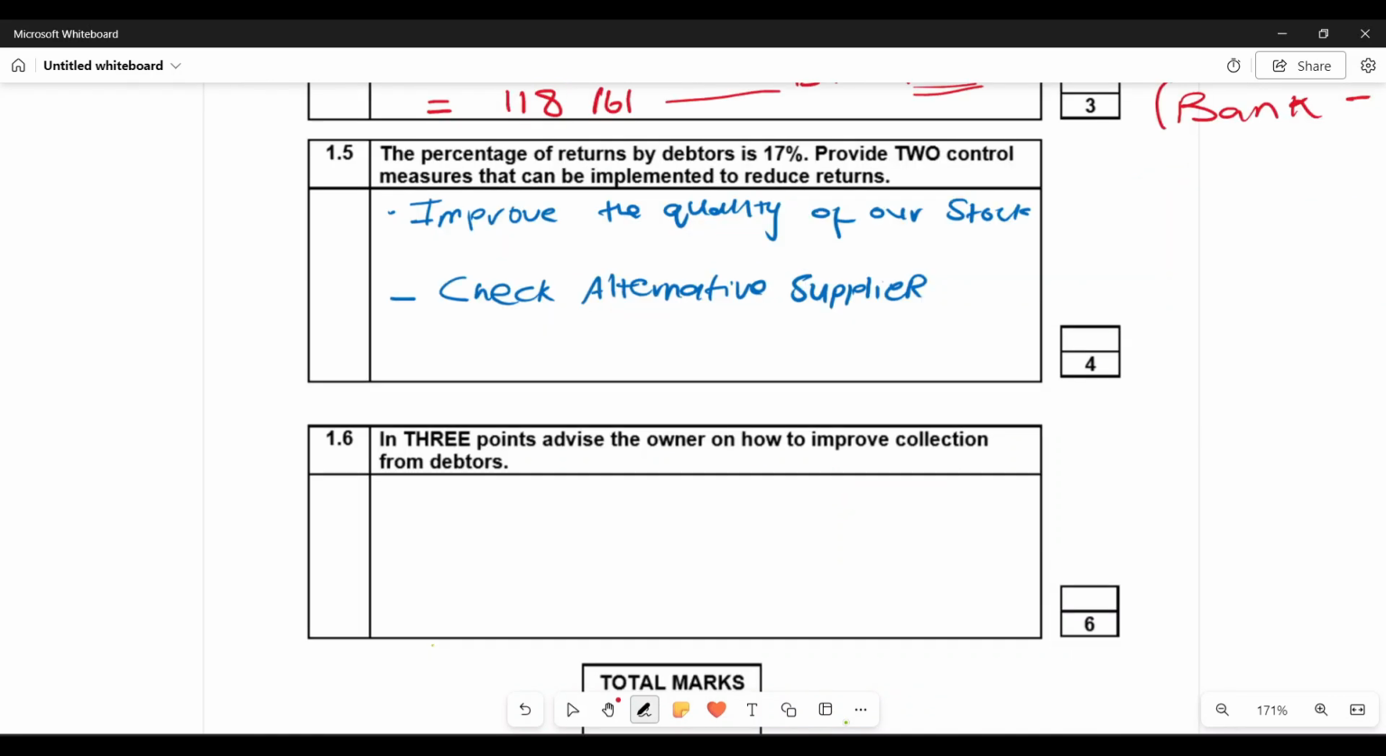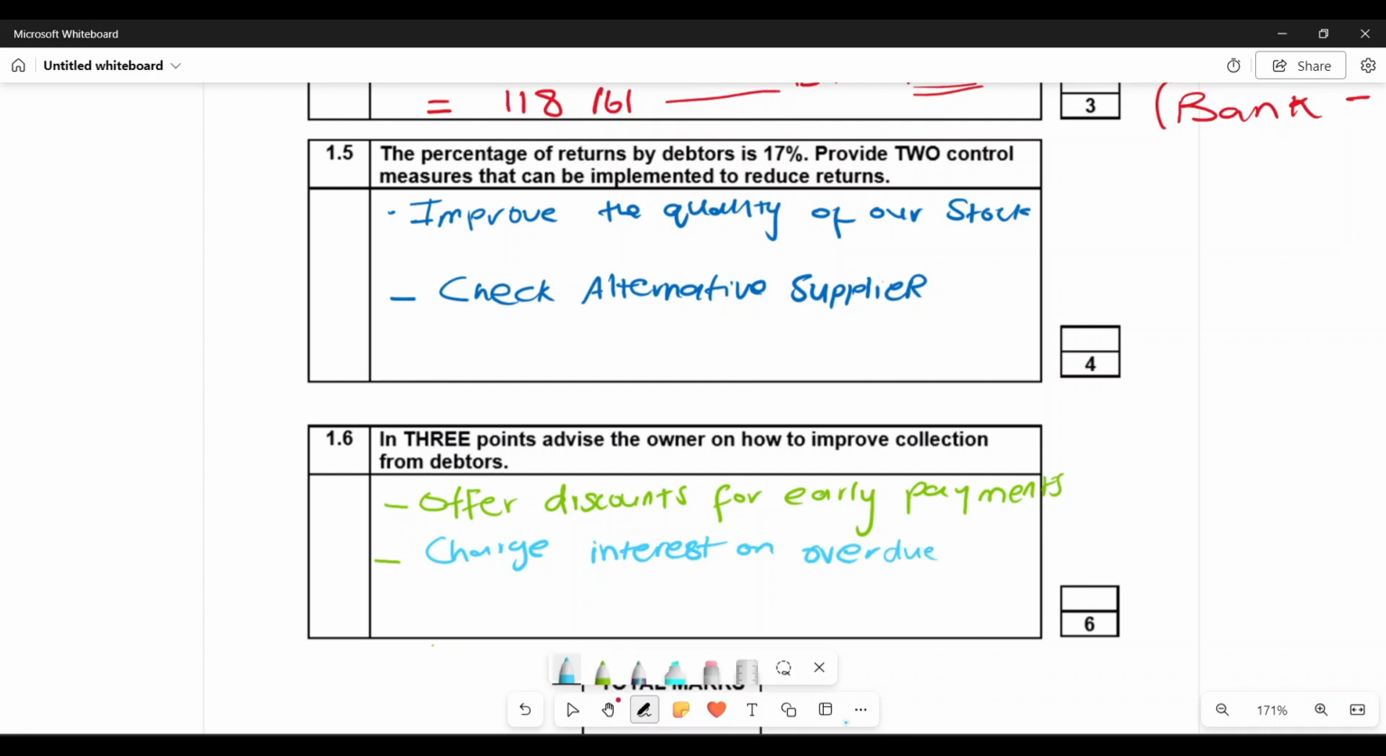Now, any 3 points to advise the owner on how to improve collection from debtors. Now, how can you make sure that your debtors are actually paying you? So basically, you can offer discounts for early payments. So this would encourage your debtors to pay you back, right? And also, you need to charge interest on overdue accounts, right? So if you charge high interest on your overdue accounts, there would be less chances that your debtors won't pay you back. So you need to charge interest on overdue accounts.